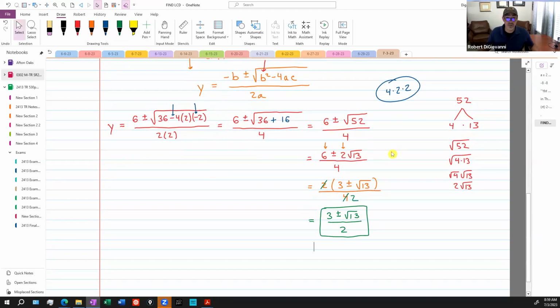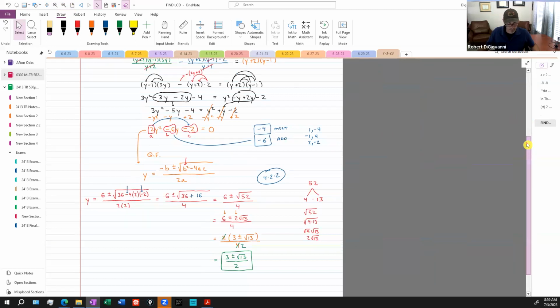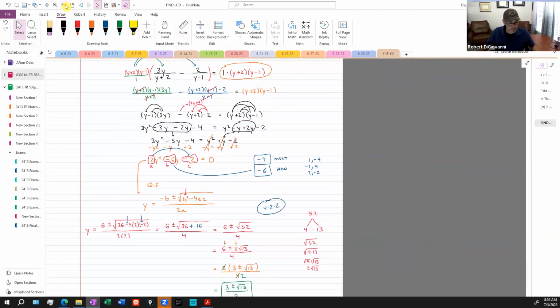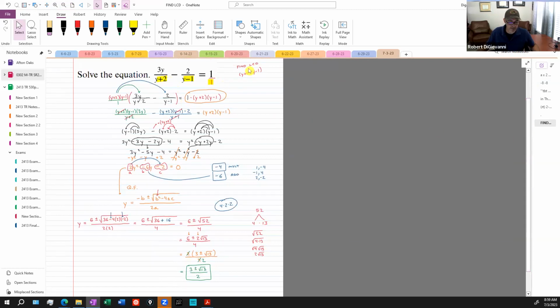Wow, that's a lot of work, right? That is a lot of work. A lot of places to make mistakes. I don't even think I can fit it all on one screen without zooming way out. I mean, look at what we had to do, right? We had to find an LCD, multiply both sides by the LCD to clear the fractions. Once we cleared the fractions, we cleaned everything up, got a quadratic, moved everything to one side, tried the AC method, it didn't work. Go to the quadratic formula, try not to make any mistakes with the signs. And then here, root 52, we had to break it down, then see a GCF.